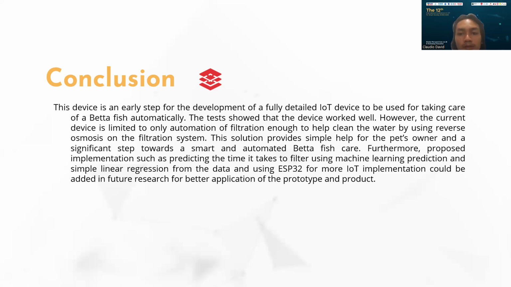This solution that was given before is a simple help for pet owners and a significant step towards well beyond smart and automated betta fish care. Furthermore, proposed applications such as predicting the time it takes to filter using machine learning predictions and simple linear regression from the data. Also, by using ESP32, more IoT implementations could be added in future research, as well as efficiency and implications.